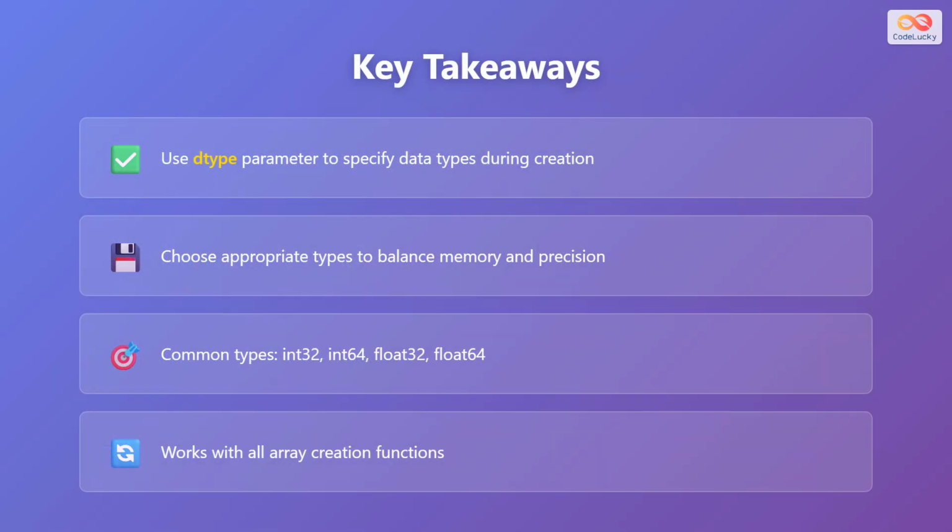Let's recap the key points. First, use the dtype parameter to specify data types during array creation. This gives you explicit control over how your data is stored. Second, choose appropriate types to balance memory usage and precision based on your specific needs. Third, familiarize yourself with common types like int32, int64, float32, and float64. These cover most use cases in numerical computing. And finally, remember that the dtype parameter works with all array creation functions in NumPy, making it a universal tool for type control. With this knowledge, you can now create more efficient and precise NumPy arrays in your projects.